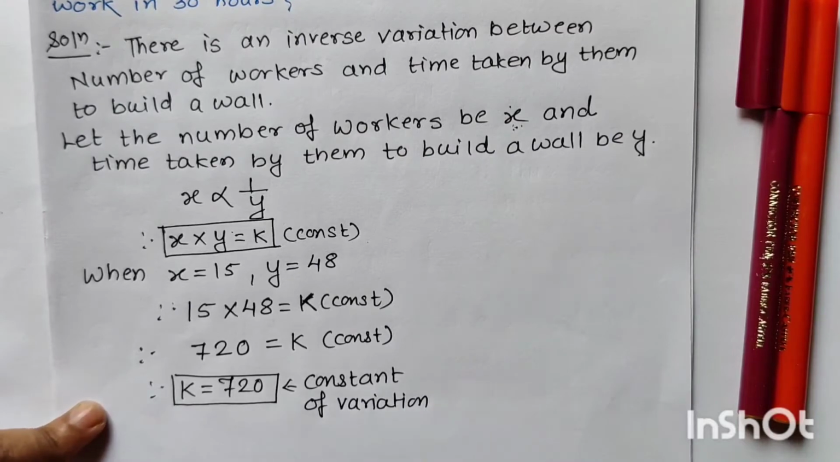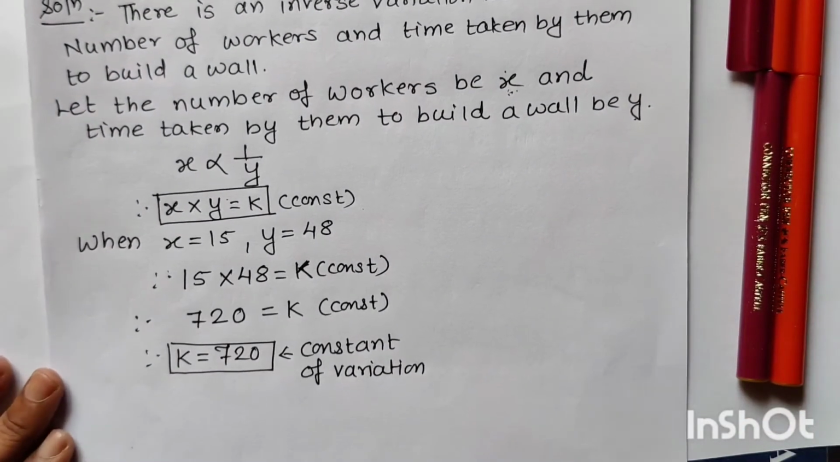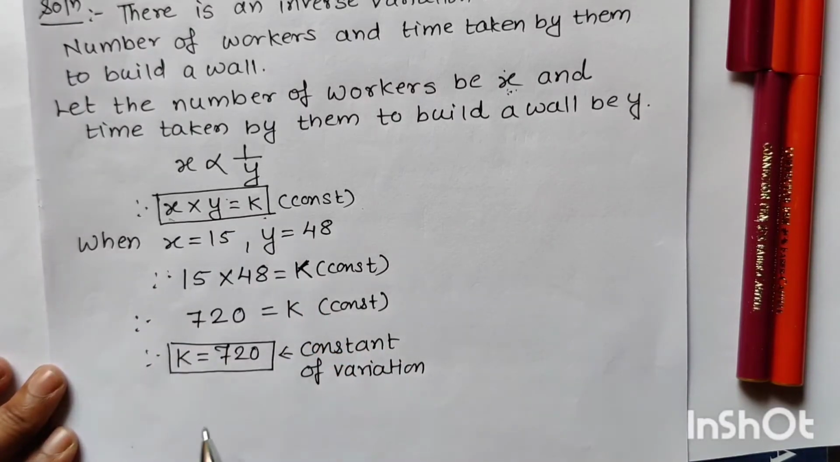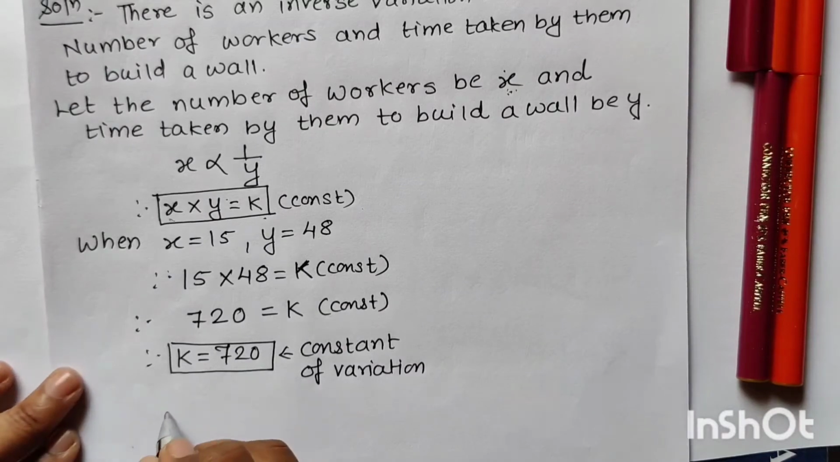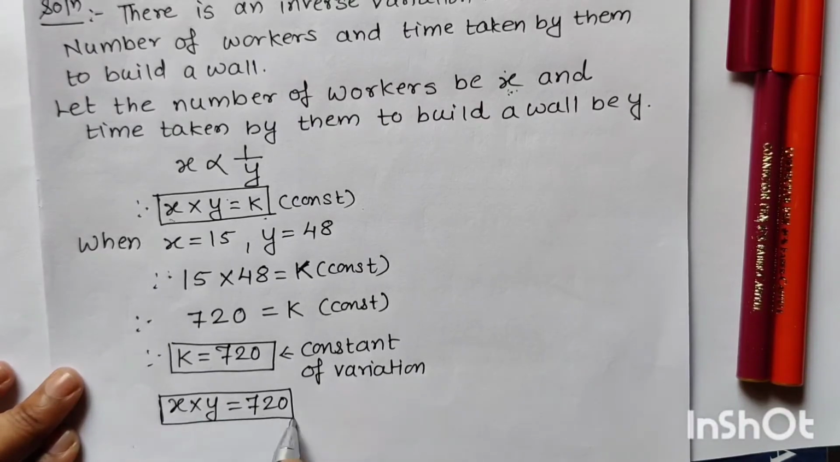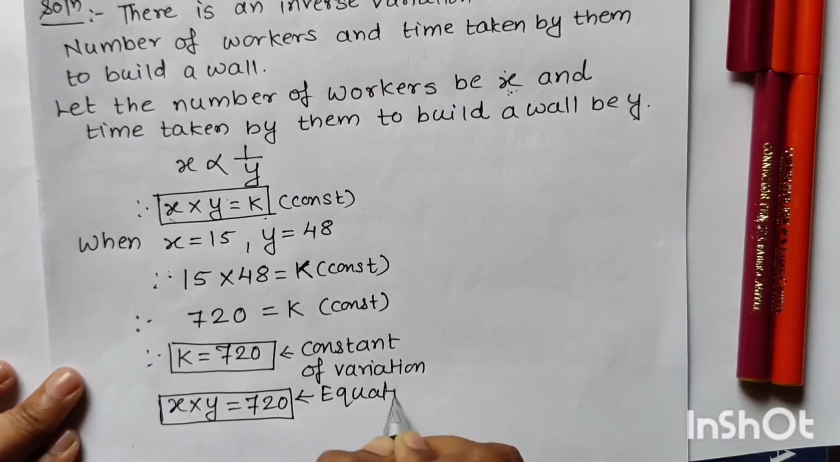After getting the constant of variation, immediately what do we have to do? We have to write the equation of variation. In this equation, we will put the value for K and we will get the equation of variation of our sum. So the equation of variation will be X into Y is equal to 720, K value is 720. And write this equation of variation. This is our equation of variation.